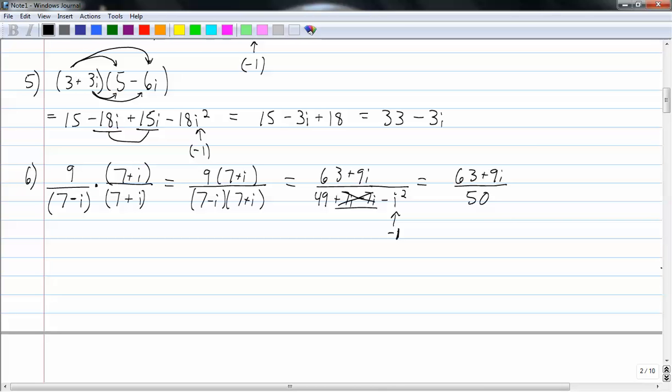Okay, so this isn't my final answer because we always want to express imaginary numbers or complex numbers with the real part plus or minus the imaginary part. So we need to use term-wise division to break this up. So it's going to be 63 over 50. And you look at this sign right here, it's a plus. So plus 9i over 50, or 9 over 50 times i. The answer for number 6 is A.